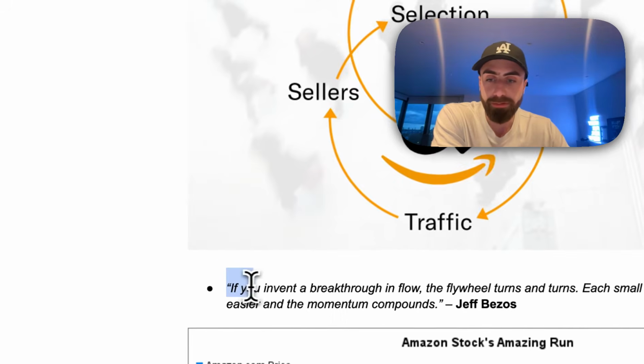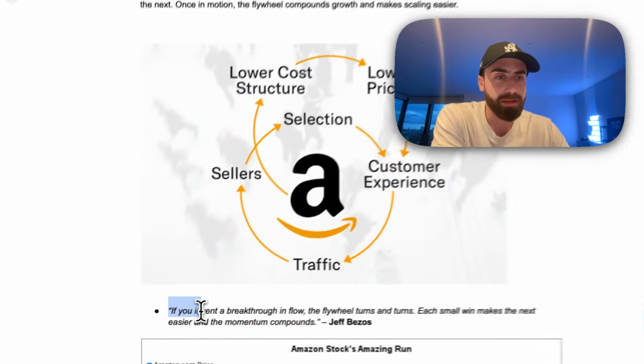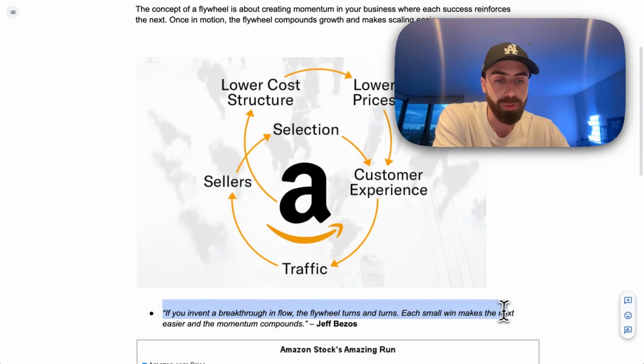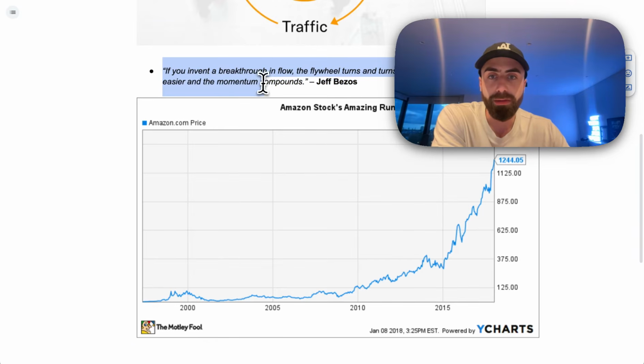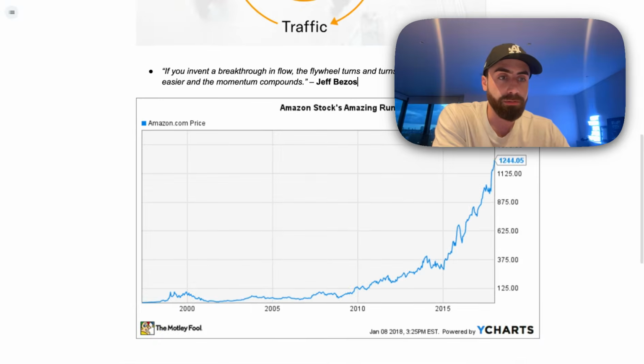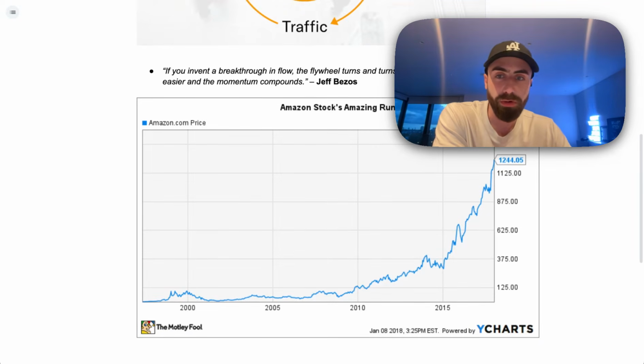And then Jeff Bezos very famously said, I believe in one of his books, or the book, I forget the name of the book that he did about Amazon, The Everything Store. I believe it's in The Everything Store. If you invent a breakthrough in flow, the flywheel effect turns and turns. Each small win makes the next easier, and the momentum compounds. And ultimately, flywheel effects lead to compound growth, exponential growth, which is why if you look at Amazon's share price, which also directly reflects Jeff Bezos's net worth, it is exponential growth.